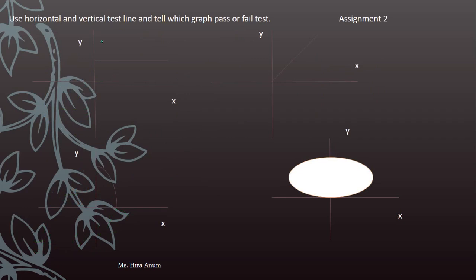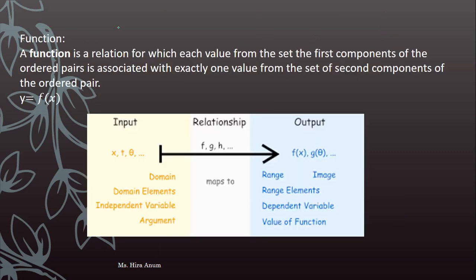You can see these graphs. You have to solve these, and you have an assignment for this. You can solve these graphs and send me your assignments, and you have to find the horizontal line test and vertical line test.